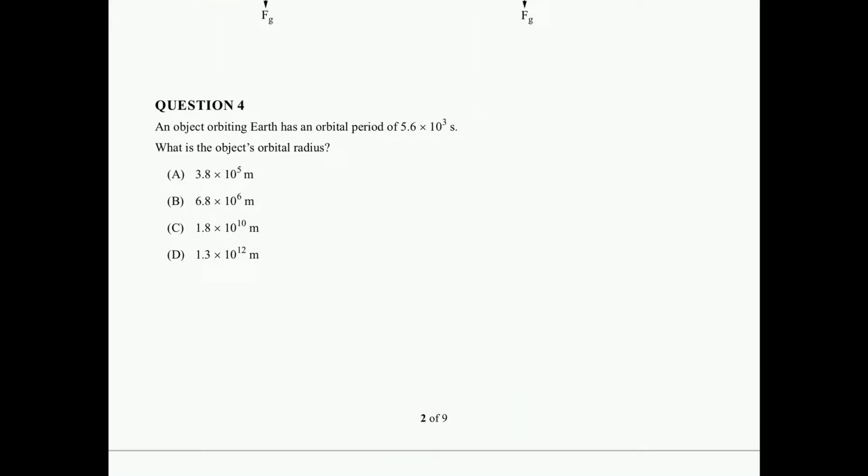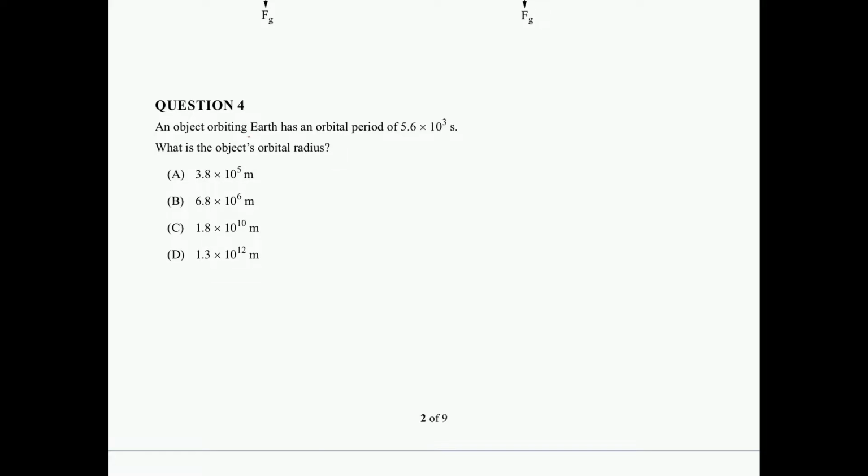All right, question 4. An object orbiting Earth has an orbital period of 5.6 times 10 to the power of 3 seconds. What is the object's orbital radius? So this is going to be Kepler's law. So again, one of the tips I talk about in previous papers is list the variables you've been given that you know about this question.